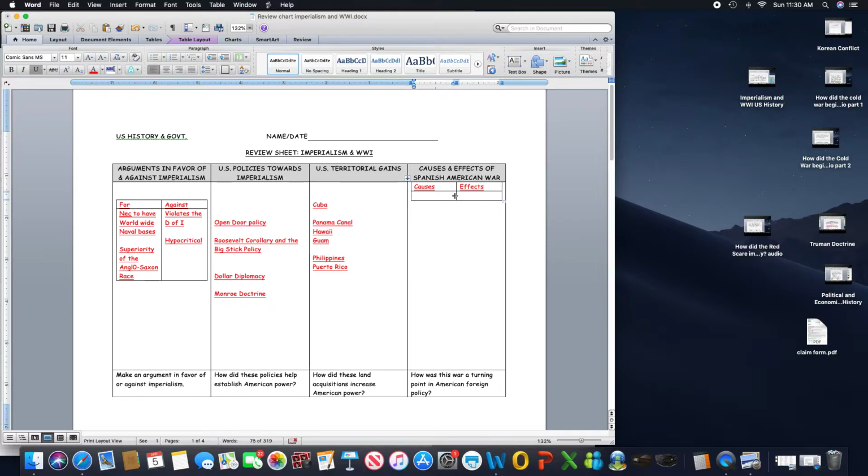Moving on to the Spanish-American War, the causes of that, we have jingoism. We have the USS Maine and the sinking of that.